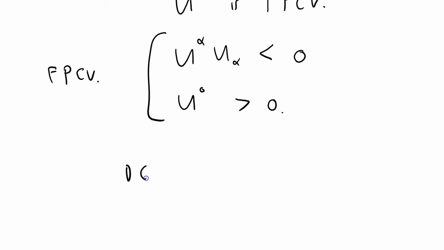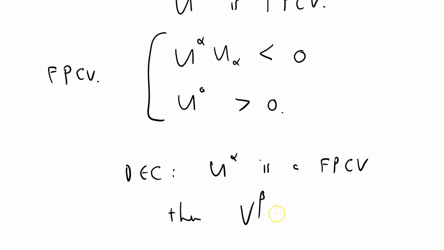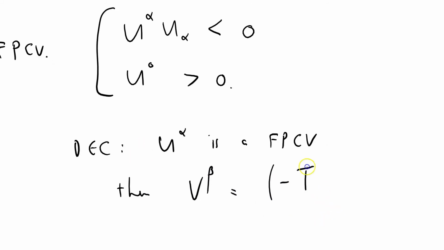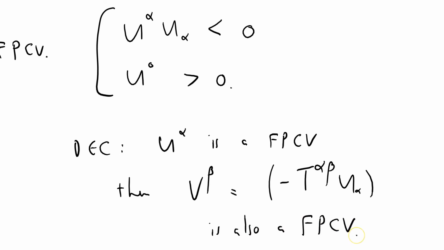Now what's the dominant energy condition? The dominant energy condition states that if U alpha is a future pointing causal vector, then V beta, which equals minus T alpha beta U alpha, is also a future pointing causal vector. And that is the dominant energy condition.